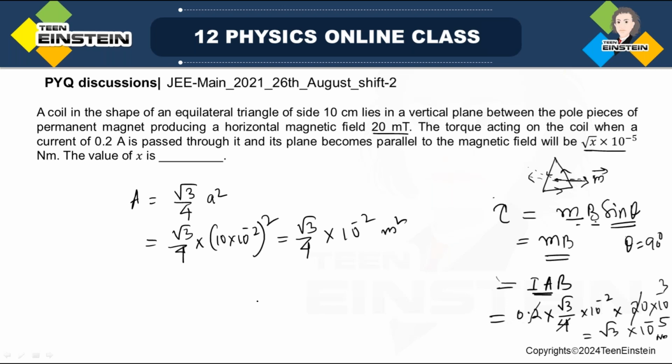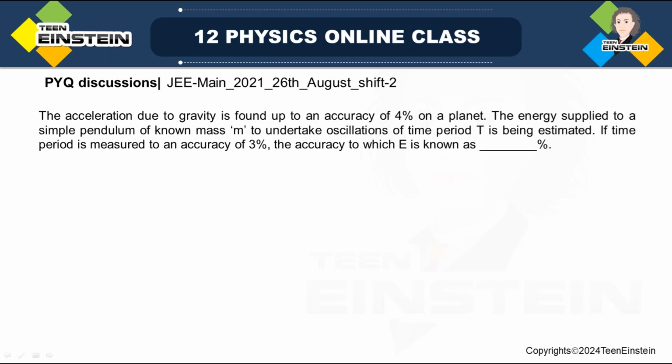You might be thinking how you are getting Newton meter. See, I L into B gives you the unit of Newton, and another dimension of L will give you Newton meter. So in that way you can think of it. So what will be the value of x? The value of x will be 3. All right, so let us go to the next problem.